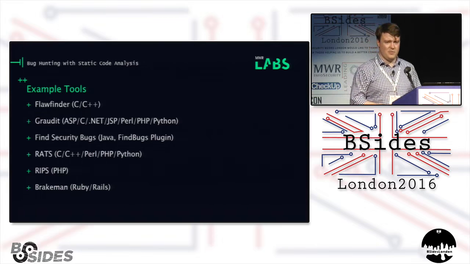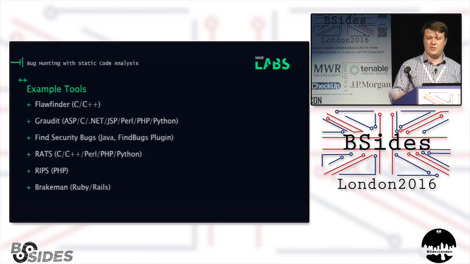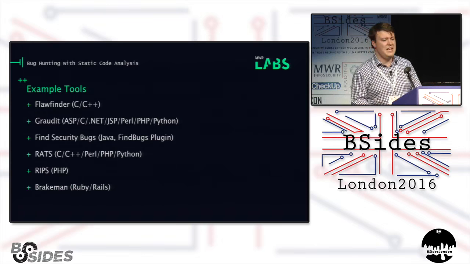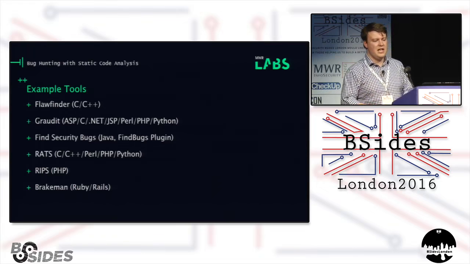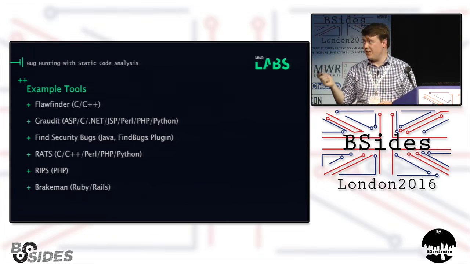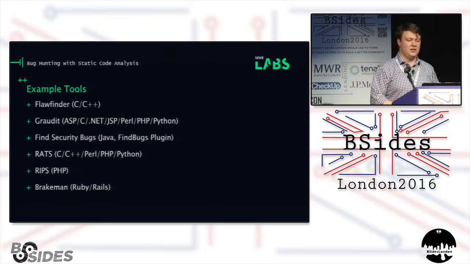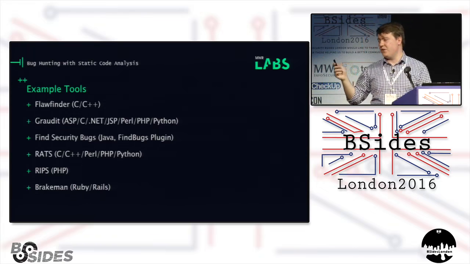RIPS works really quite nicely on PHP. There's 2 versions of it now. It used to be open source, there's now an open source and the commercial. The commercial does a lot more of the in-depth control flow graph analysis and so on than the open source one, but the open source one will still catch quite a lot. And if you're using Ruby and Rails, then Brakeman's also quite nice.